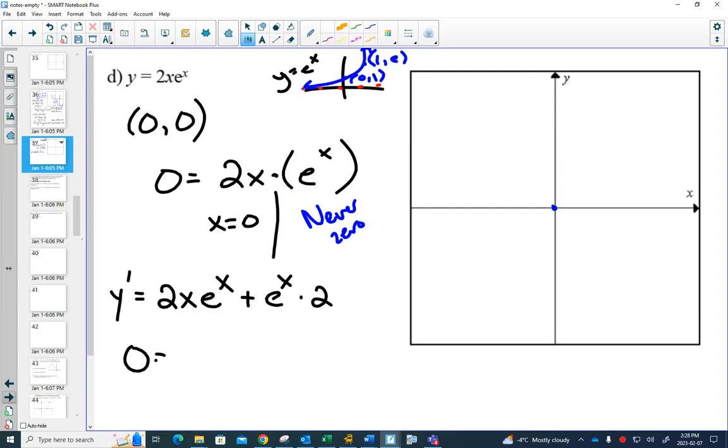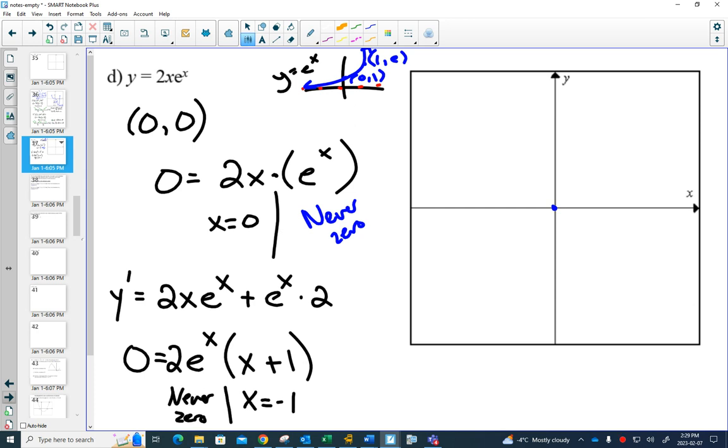Which, if I set this equal to 0, I can factor out a common factor of e to the x. Technically, I could factor out a 2 e to the x. That's even better, leaving me with just x plus 1. When is this equal to 0? When x is equal to -1. And this one here, again, it comes in handy that we have that graph. That part's never equal to 0.